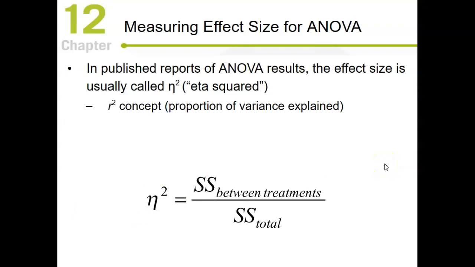So our measure of effect size for ANOVA is called eta squared, but the concept is the same thing as R squared, so it's a proportion of variance explained. You can see in the formula that we're constructing it using the sum of squares between as a numerator over the sum of squares total.